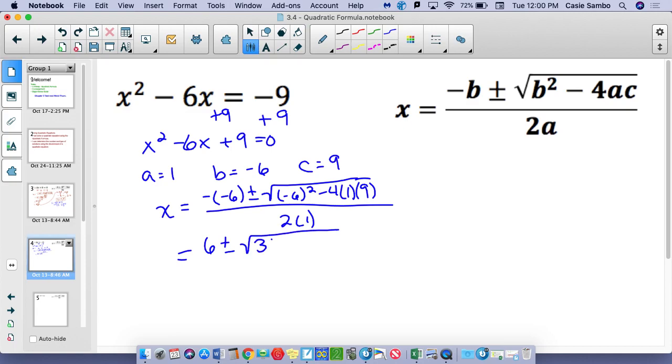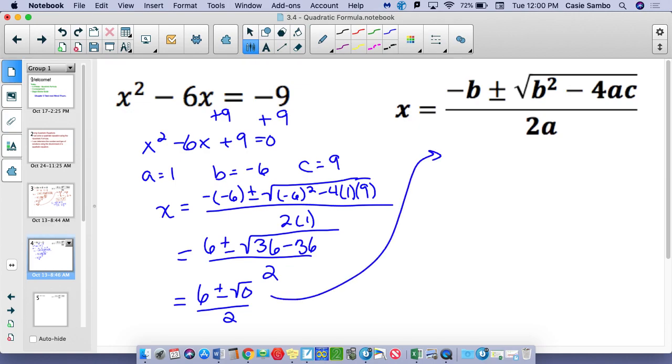We get 6 plus or minus the square root of 36 minus 36, over 2, which is 6 plus or minus the square root of 0 over 2. The square root of 0 is just 0. And it doesn't matter if you're adding 0 or subtracting 0, it's the same thing. So we can really just simplify this to 6 over 2, because 6 plus 0 is 6. 6 minus 0 is still 6, so 6 over 2, which just equals 3. So this one only has one solution of x equals 3.